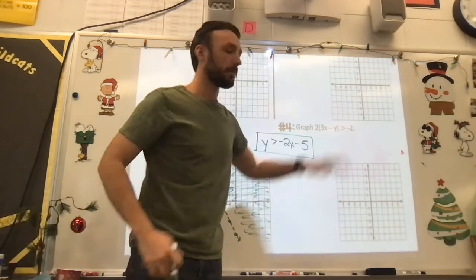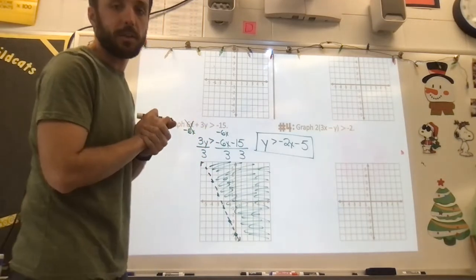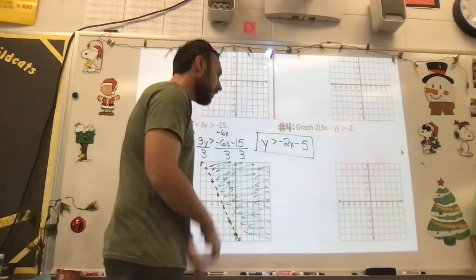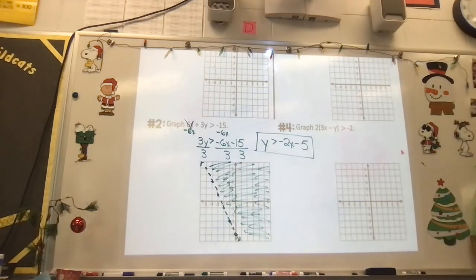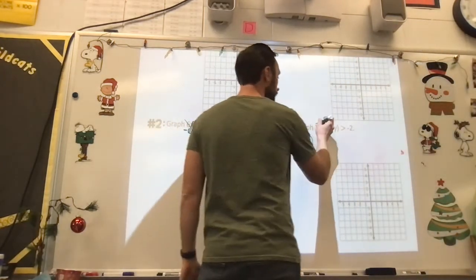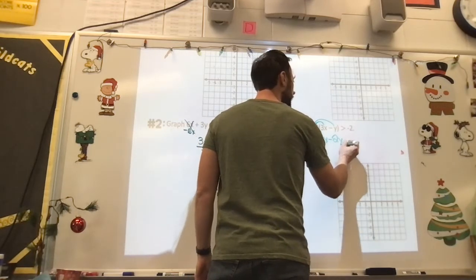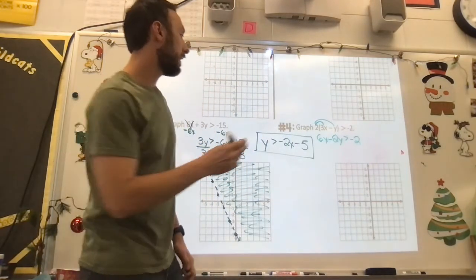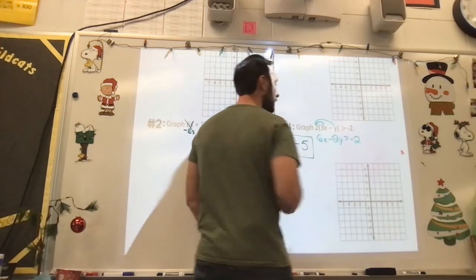Let's go over to number 4. It says graph 2 times the quantity of 3x minus y is greater than negative 2. So the first thing I am going to do here is to distribute that 2 to what's inside my parentheses. And we're left with 6x minus 2y is greater than negative 2.